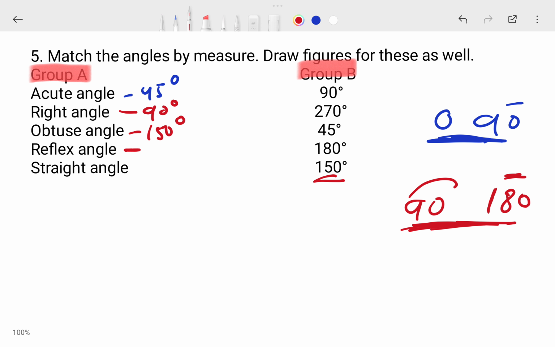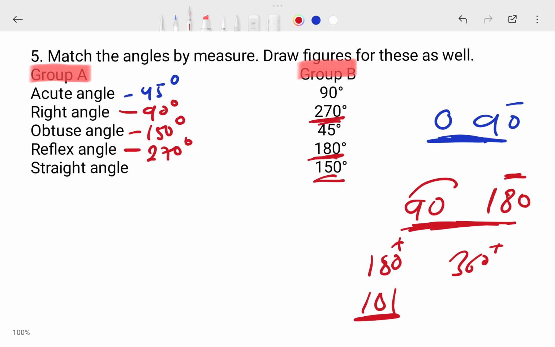A reflex angle means which is more than 180 but less than 360 degrees. So here any angle more than 180. 180, no, we need more than 180, like 181. From here we count, so it is 270. So here the answer is 270. Now a straight angle is always 180 degrees. So that is our answer, 180 degrees.